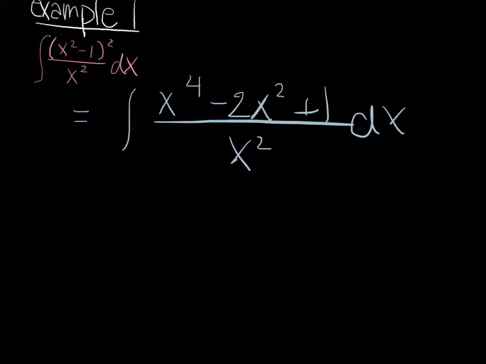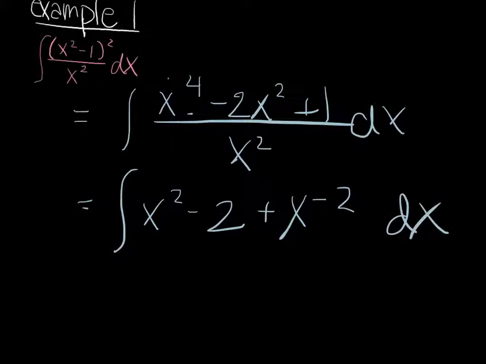We can then cancel, making this basically into three parts: x to the fourth over x squared, minus 2x squared over x squared, plus 1 over x squared. This then becomes x squared minus 2, as those cancel, plus x to the negative second dx.